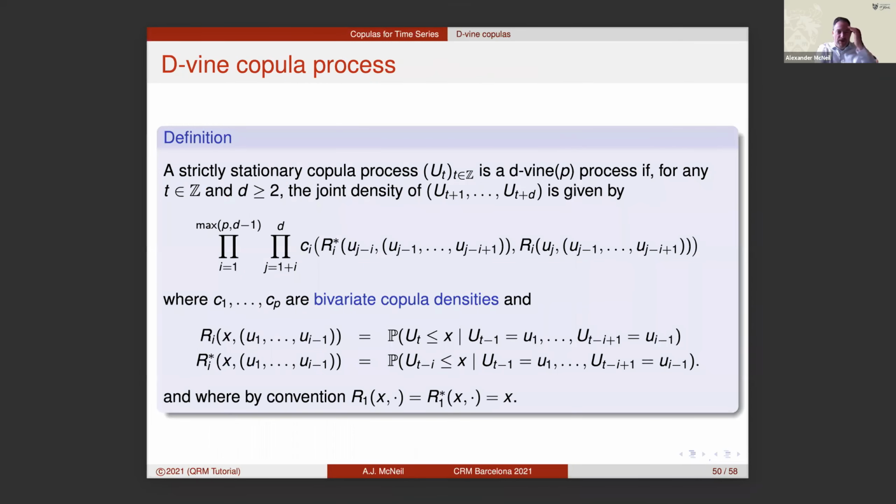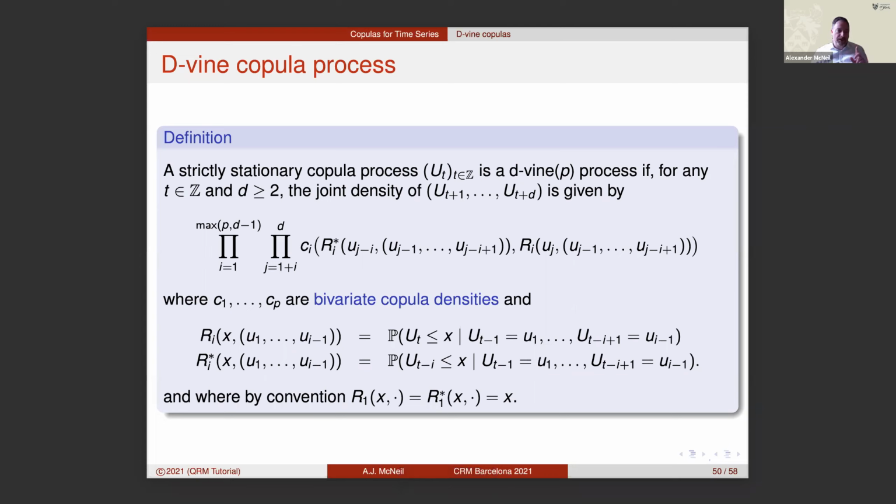And so I've written a definition which works, but is completely non-transparent. So apologies for that. A strictly stationary copula process is a divine P process if for any T, its joint density has a certain form. But the key thing to see is that it's parameterized by P bivariate copula densities.